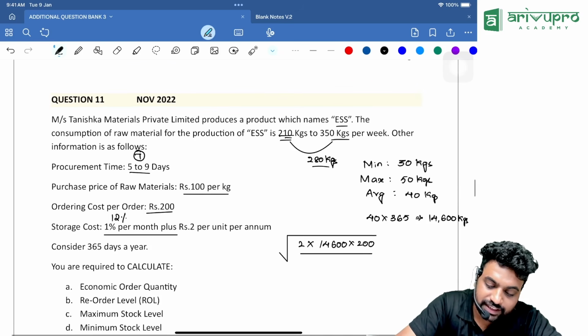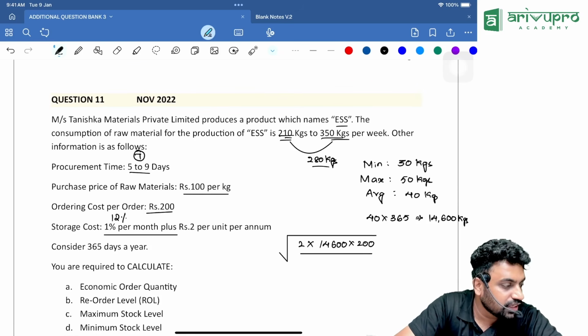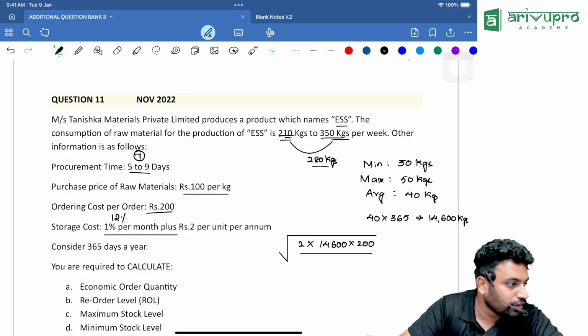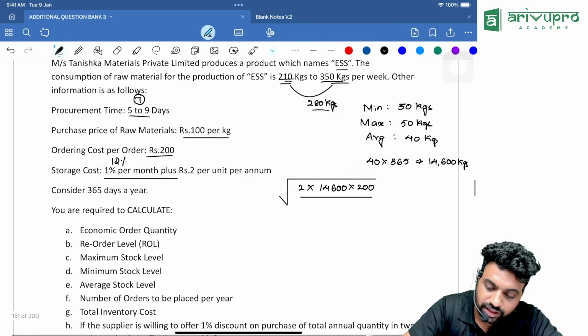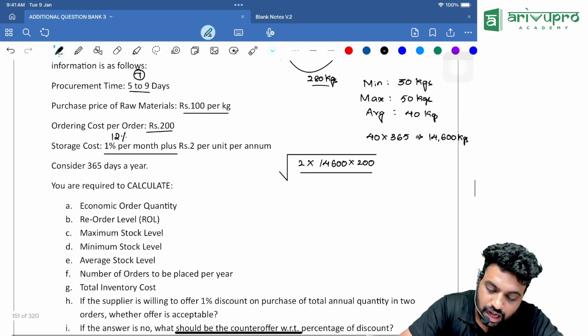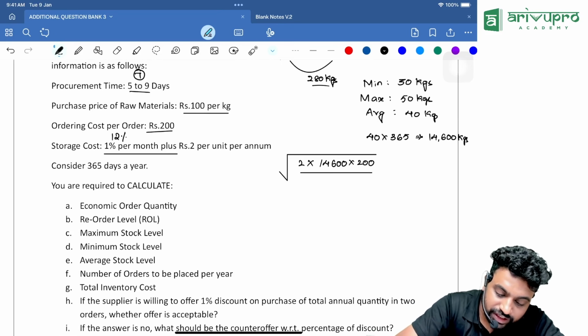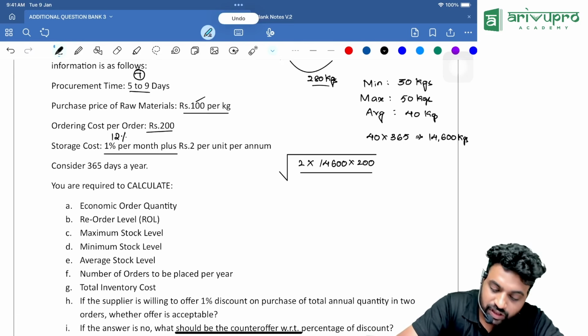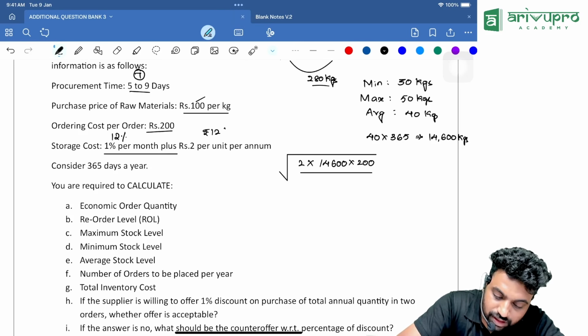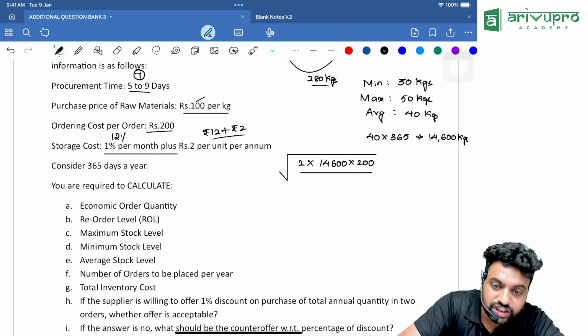See sir, for the week it is 210 and 350. We are converting it to days. So per day it should be divided by 7, and the average should also be divided by 7. That's how we get 30, 50 and 40. Now carrying cost will be 12% of 100 rupees, so that will be 12 plus 2 rupees, which is a constant, 14.